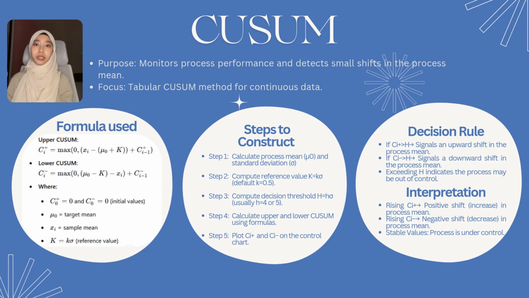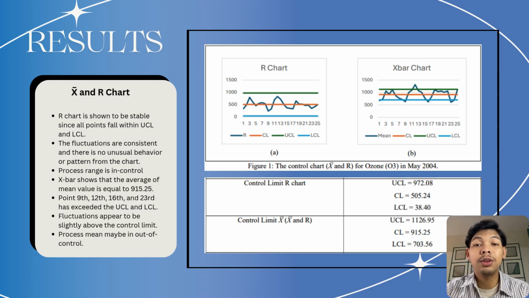When interpreting the CUSUM chart, specific decision rules apply. If upper CUSUM is more than H, it signals an upward shift in the process mean. If lower CUSUM is more than H, it signals a downward shift in the process mean. If either CUSUM exceeds the threshold, the process may be out of control. The interpretation of the chart can be summarized as: a rising upper CUSUM indicates a positive shift or increase in the process mean, while a rise in lower CUSUM suggests a negative shift or decrease in the process mean. When the CUSUM value remains stable and below the control limit, the process is said to be consistent. Okay, next we move to the results of the study.